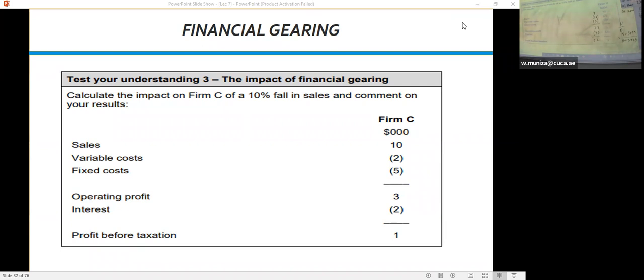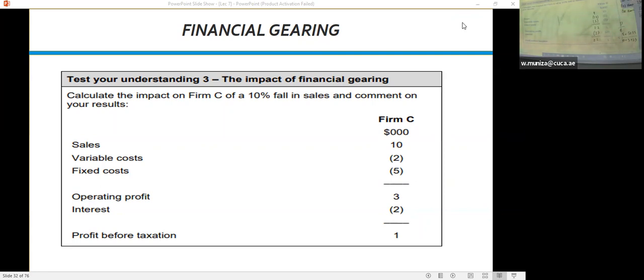It has been decreased. Why is it so? You have decreased your sales only by 10%, but the decrease in profit before taxation is how much? 80%. Why is it so? Because the financial gearing has been like this. There is more financial gearing. The debt to equity ratio is higher. That is why the company is more volatile and there will be more variability in the results.